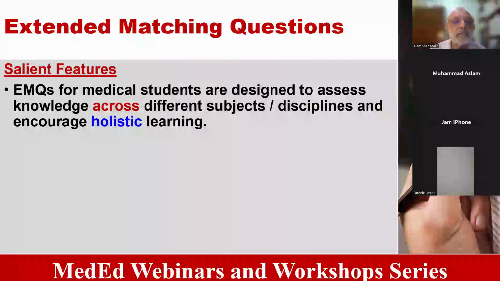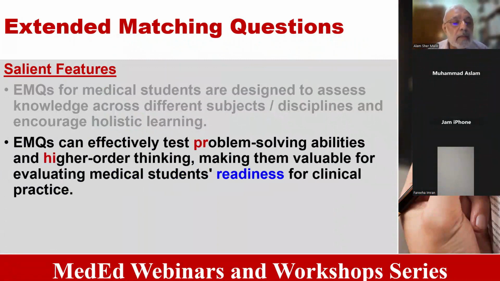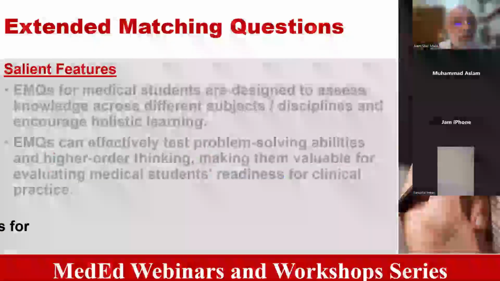If you remember the summary which we could draw after going through the initial section, it covers those areas. Extended matching questions can effectively test problem solving abilities and higher order thinking, making them valuable for evaluating medical students' readiness for clinical practice. And this is what we thought we want to do.